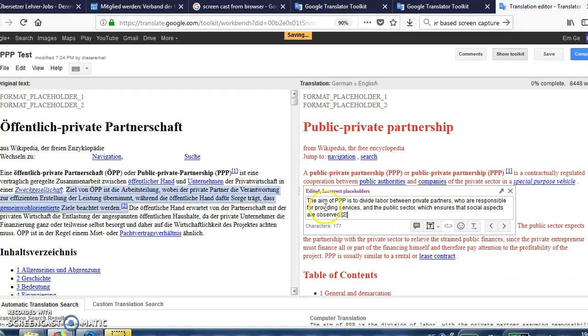So now we have the translation here. The aim of PPP is to divide labor, not the division of labor, as in the German source. The aim of PPP is to divide labor between private partners who are responsible for providing services, and the public sector, which ensures that social aspects are observed.